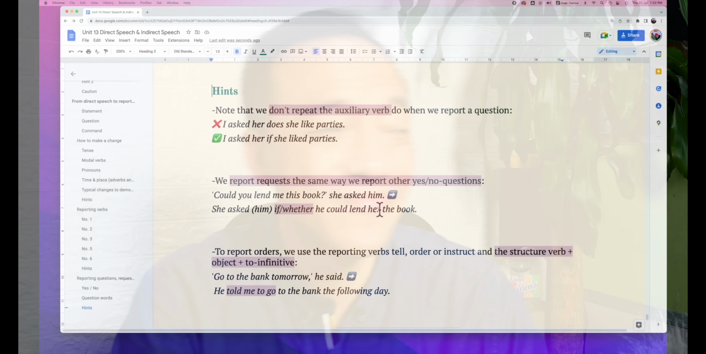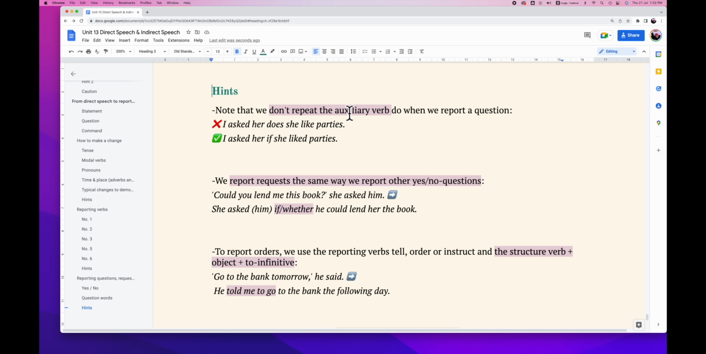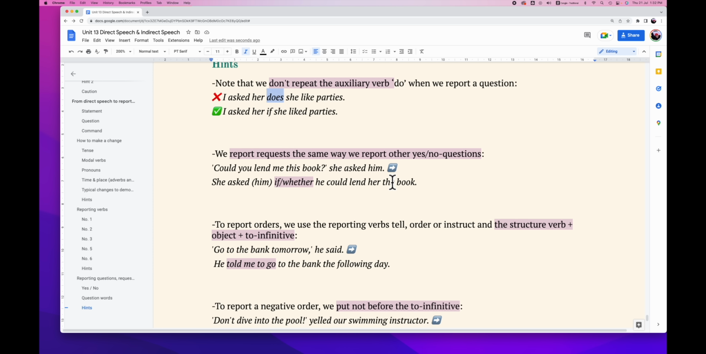There are some more hints when we are reporting a request or an order. How to arrange it? Let's take a look. We don't repeat the auxiliary verb do when we report a question. I asked if she liked parties, but omit the word does. When we are reporting a request, it's the same way we report a yes or no question, by using if or whether to initiate the reported speech. She asked if he could lend her the book.